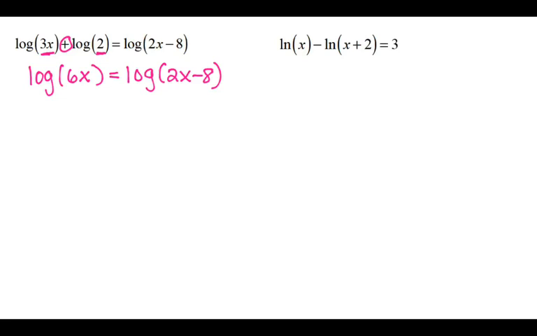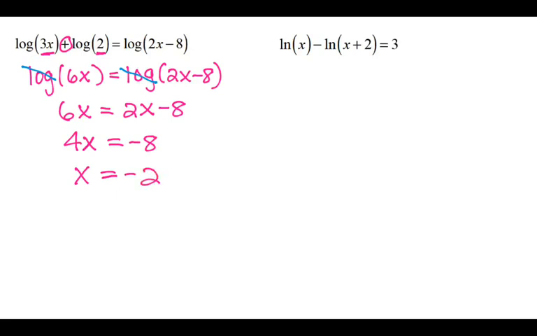When I have 2 logs of the same base on both sides, I can go ahead and cross them off and set what is inside my logarithm equal to each other. From here, I want to get my x's on the same side, so I'm going to subtract 2x from both sides. That leaves me with 4x equals negative 8, divide by 4, and I get x equals negative 2.